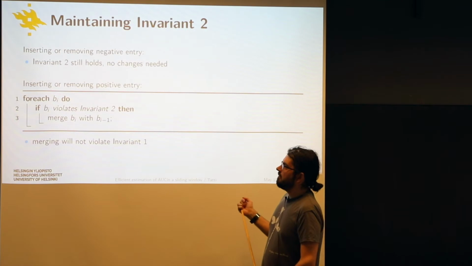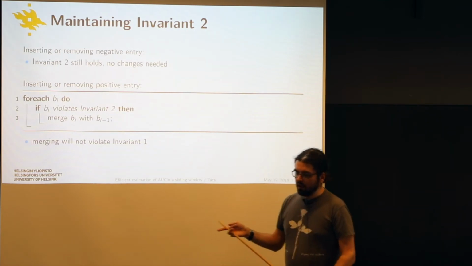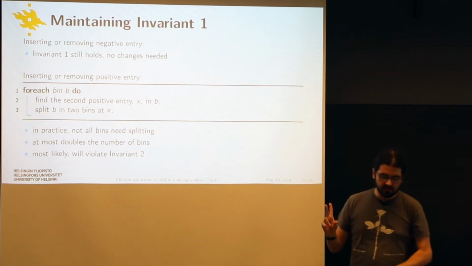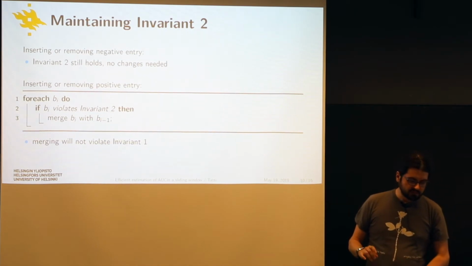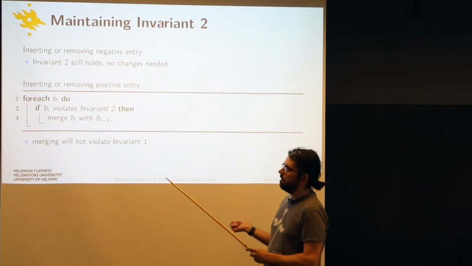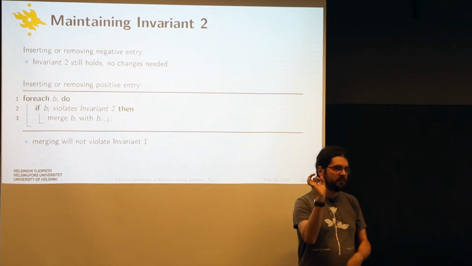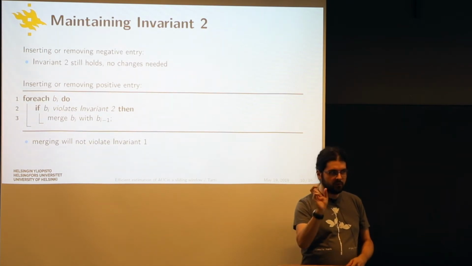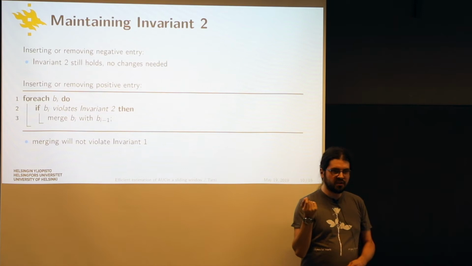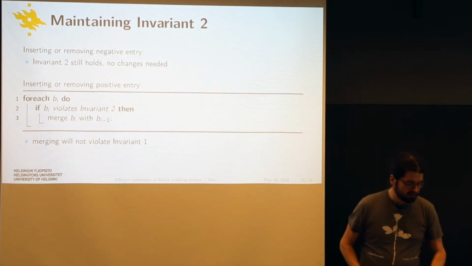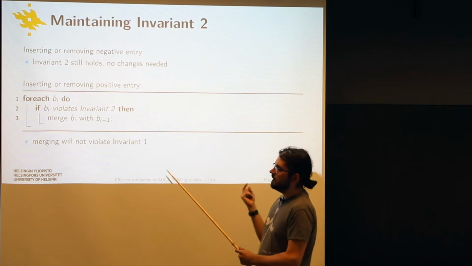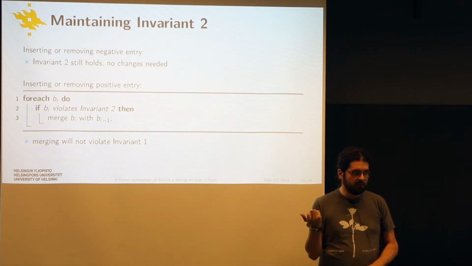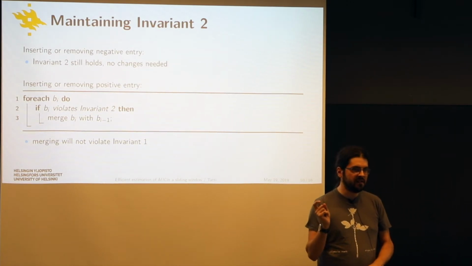But if you have a positive entry, after this step, after splitting the bins, you're going to look for every violation. So you find every bin that violates invariant number 2. Well, it's actually going to be a pair because it's required to be 2 pairs. And if they violate it, then you just merge them together. What's important is that invariant 2 is defined in such a way that if an entry violates it, then merging these 2 bins will not violate invariant number 1.